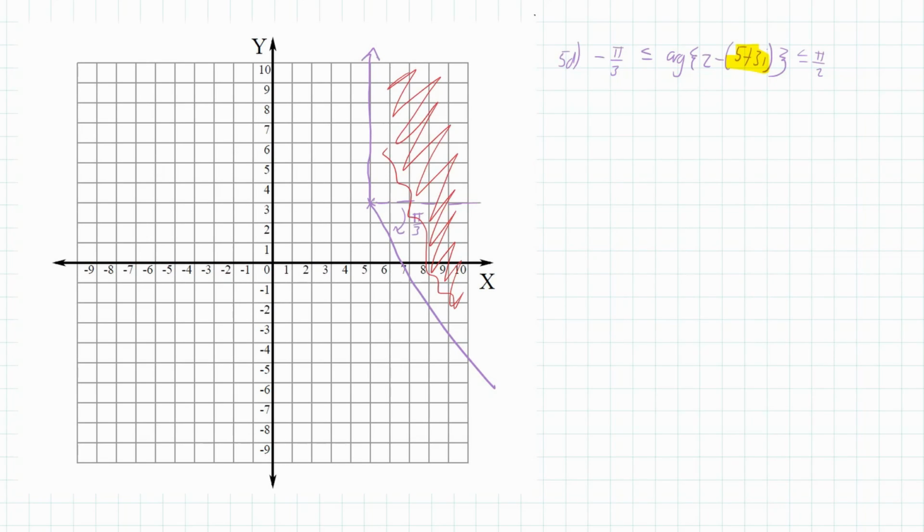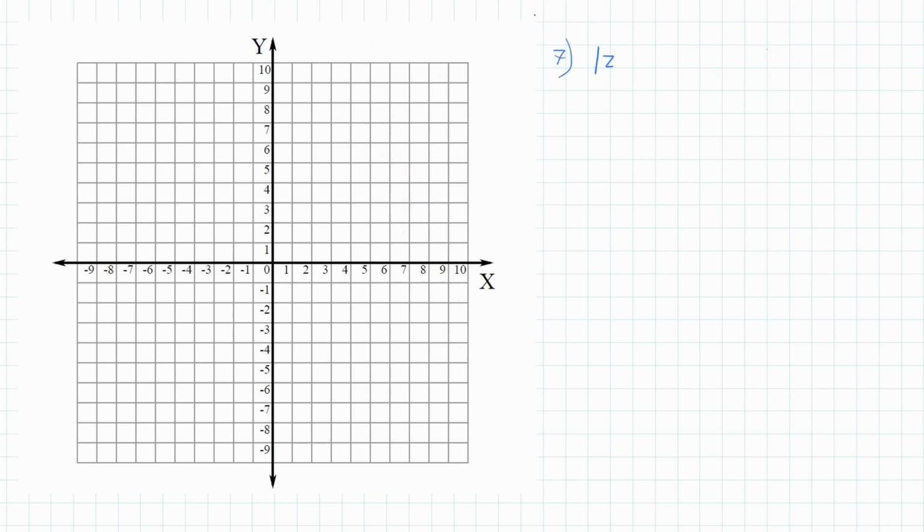Okay, I think we're going to look at number 7 now. So what do we have for number 7? I'll just rub this off. Number 7 has sketch the diagram described by, now we've got two things here. We've got the modulus of z minus 2 is less than or equal to 2. So I'm going to do that first.